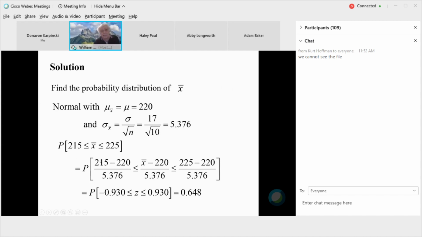Standardize this: subtract the mean of X bar, which is 220, and divide by the standard deviation. That changes X bar into a standard normal random variable, and the limits become minus 0.93 to plus 0.93. That we can look up in the table, 0.648. So there's a 64.8% chance that X bar will be within 5 of 220.